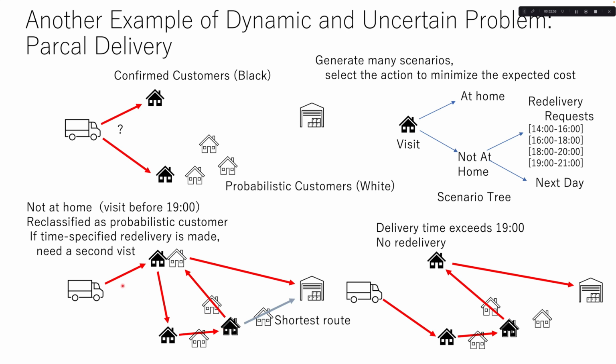However, if the customer is not at home, the redelivery instruction is determined probabilistically, and the customer is reclassified as probabilistic. If a time-specified redelivery request is made, a second visit will be necessary, following the red route. On the other hand, as depicted in the bottom right diagram, if the truck first visits the lower confirmed customer, the delivery time to the upper customer will exceed 1900 hours, making redelivery impossible, and the delivery will be deferred to the next day.